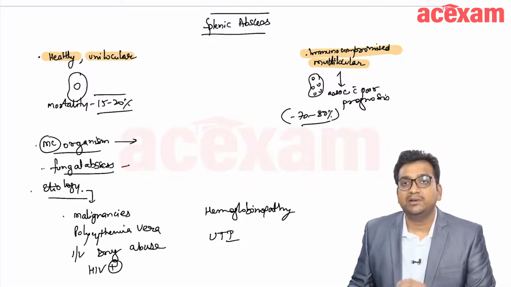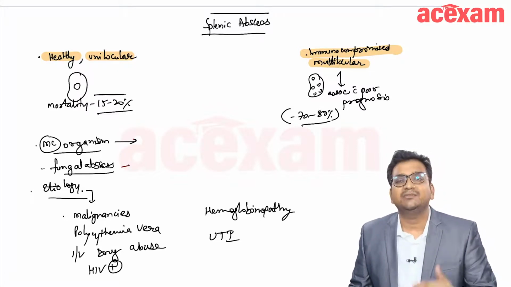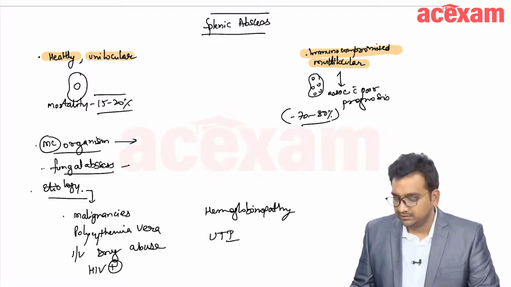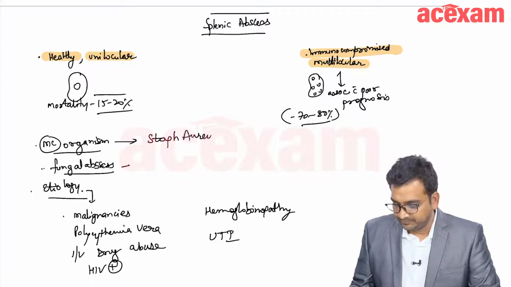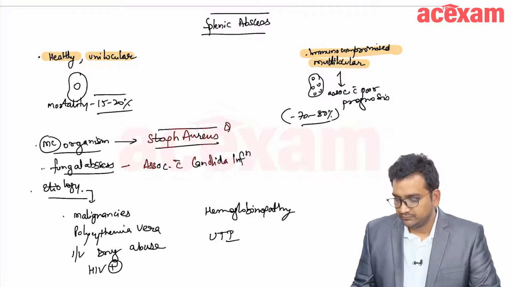Overall, if we are seeing splenic abscess, the mortality rate is high. The most common organism responsible for splenic abscess is Staph aureus, and fungal abscess is associated with Candida infection and seen in immunocompromised patients.